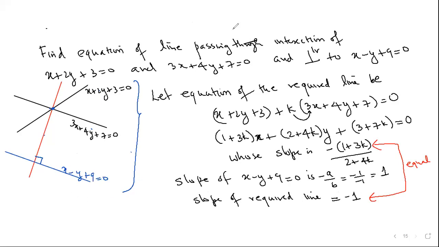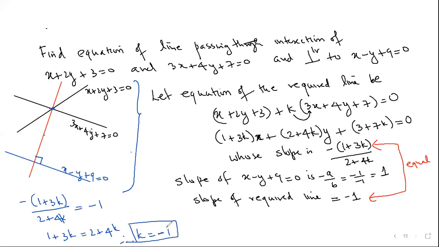So I will write my answer over here. Minus (1 plus 3k) upon (2 plus 4k) should be equal to minus 1. So 1 plus 3k should be equal to 2 plus 4k. Therefore, k is minus 1. Am I right? Yes, sir. Now put the k's value either in the first equation or second equation, whichever you feel like. Put k as minus 1 and you get the answer.